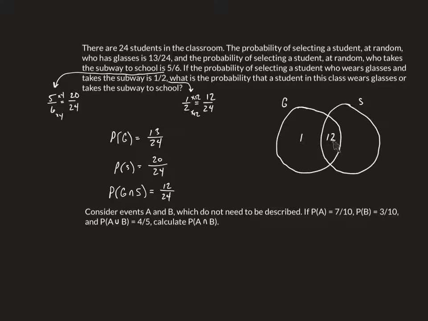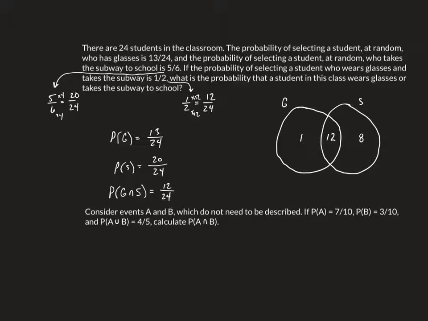Now remember, these 12 are included over here. They're also included over here. So when I want to write down the number of students who take the subway, I have to do that subtraction as well. I can't put a 20 there. Even though it says that 20 students take the subway, if I put a 20 there, that's going to mean that 32 students take the subway because these 12 count as a part of this circle. So I'm going to have to subtract that 12 from 20 and put an 8 there.